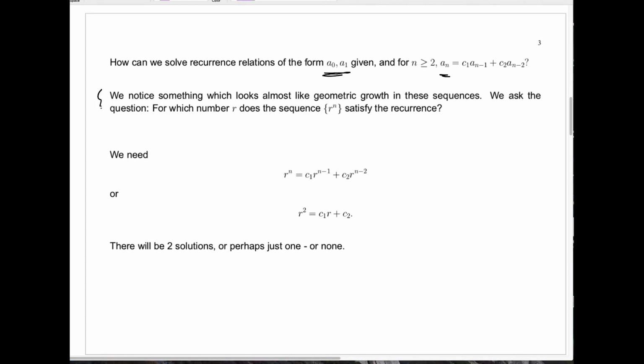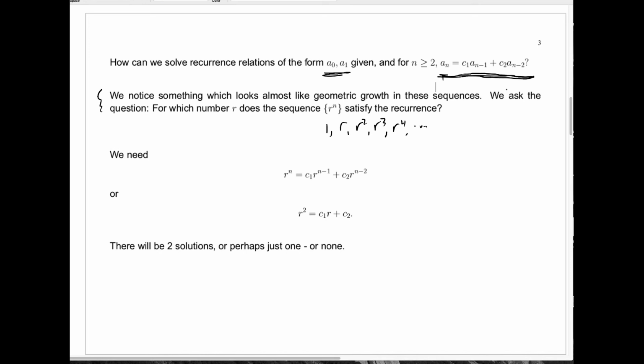And here's what I was just talking about. We notice that it looks like there's kind of geometric growth in these sequences. And that leads to the question, if it were exactly geometric growth, we would have this sequence r sub n. When I write the sequence r sub n, I mean 1, that's r to the 0th, r squared, r cubed, r to the 4th, etc. Is there a sequence that really is a geometric sequence which satisfies our recurrence relation?